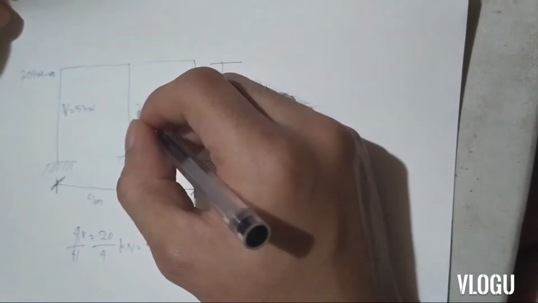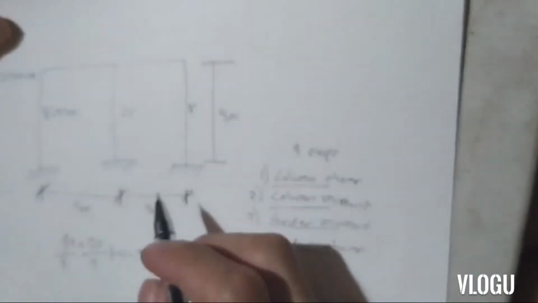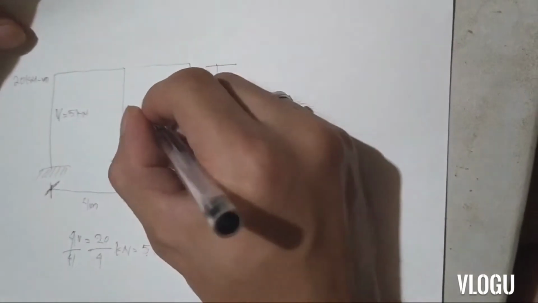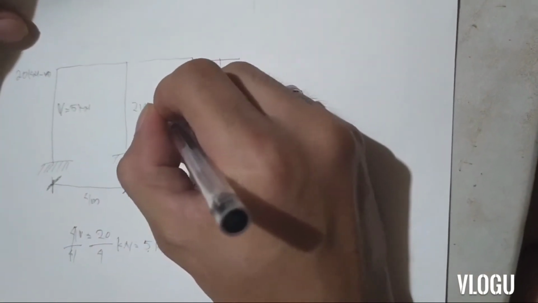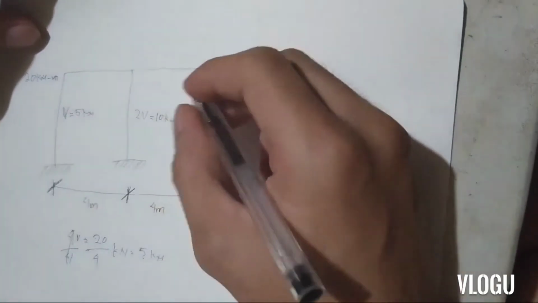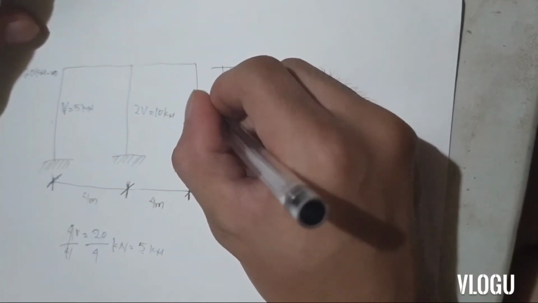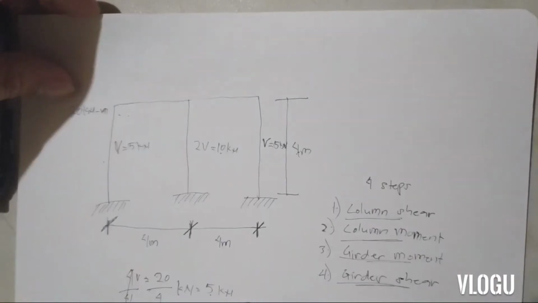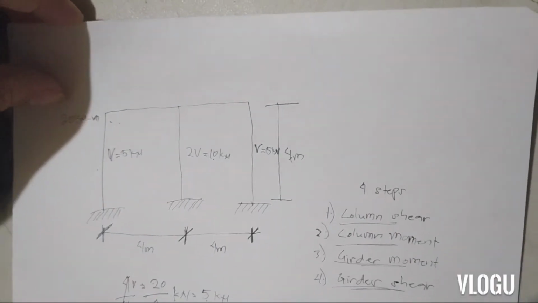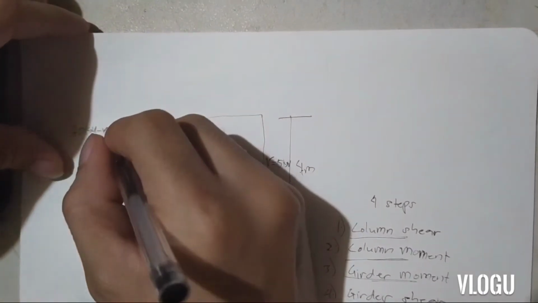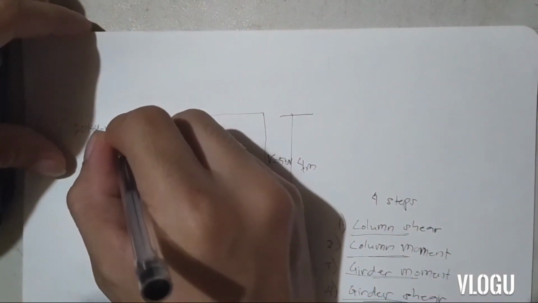So, paano naman kapag double shear? Sa double shear is dodoble lang natin yung value nitong single shear, which is 5 plus 5 is 10 kilonewton. So, dito, same value lang rin sila ng single shear. Since tapos na tayo sa column shear, punta na tayo sa column moment. Sa column moment, ang rotation natin dyan is counterclockwise.